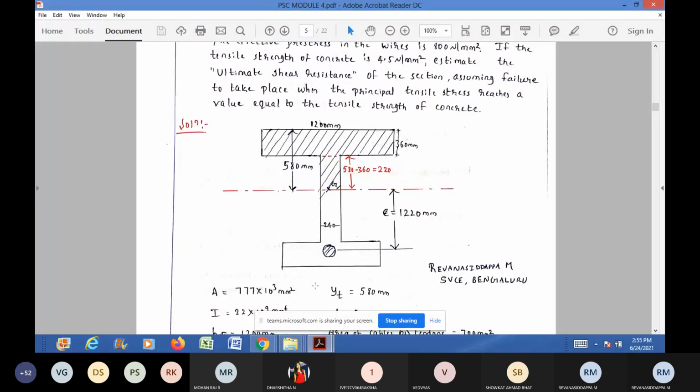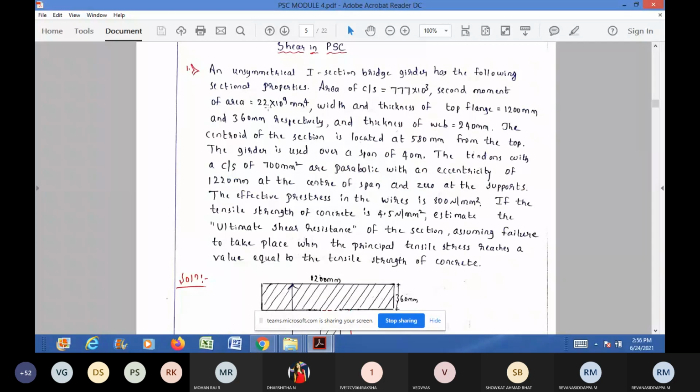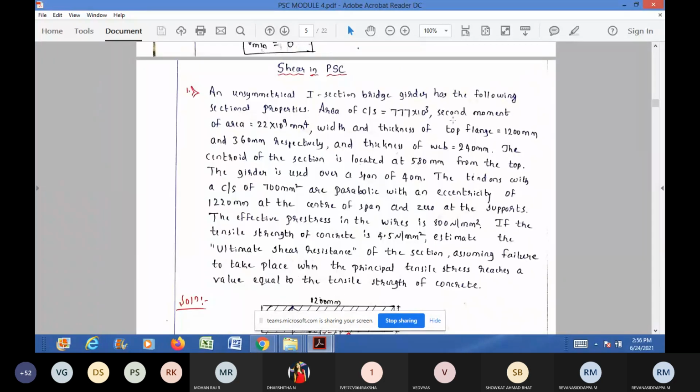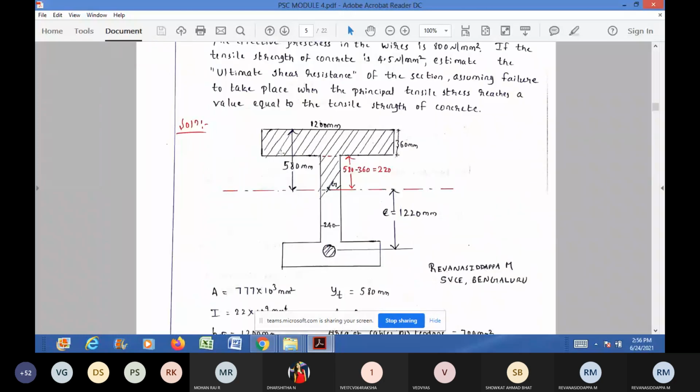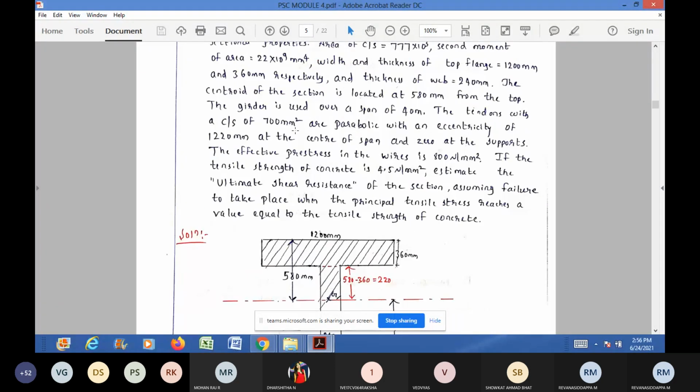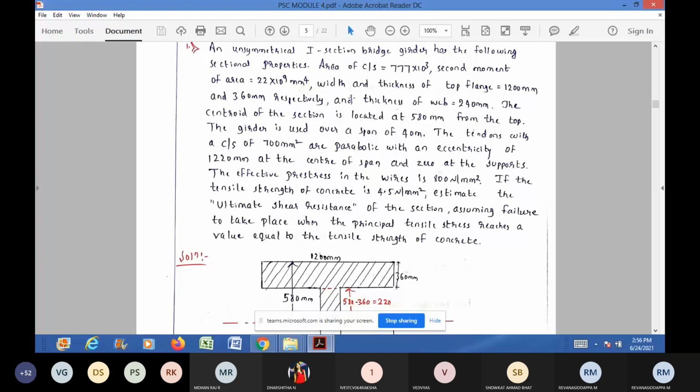Second moment of area. What is the meaning of second moment of area? It is moment of inertia only. Don't get confused. Second moment of inertia is also called second moment of area. I is equal to 22 into 10 power 9 mm raised to 4. Write it in the given data.